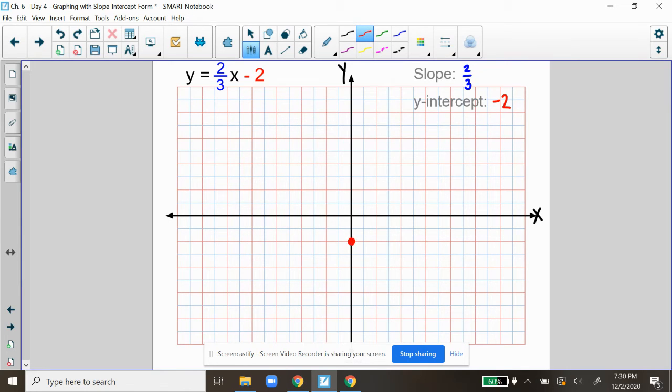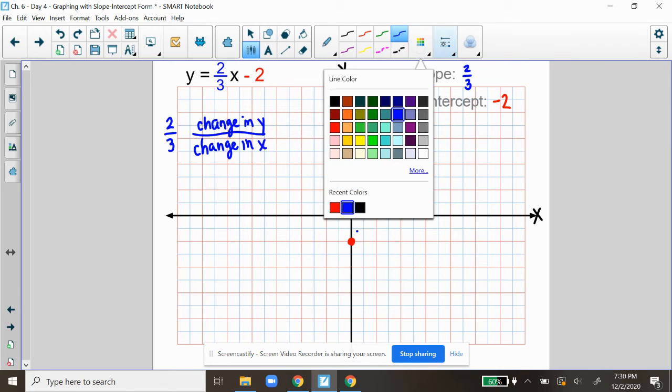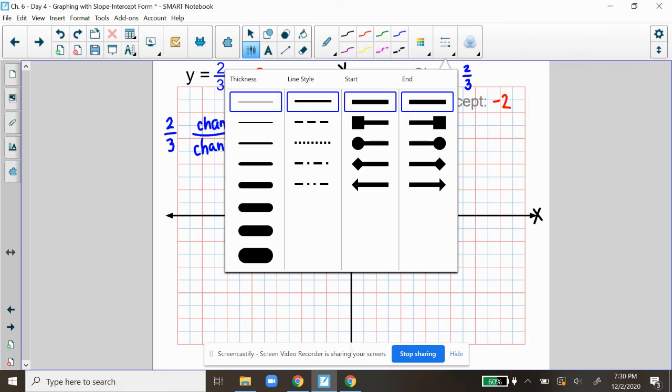That's right here, -2. Now remember, my coefficient is going to help me build that triangle. And remember, our slope is that change in y over the change in x. So if I compare this fraction, it's saying 2/3. So that means my x value is changing by 3 and my y value is changing by 2. So what I can now do is start to build my triangle.